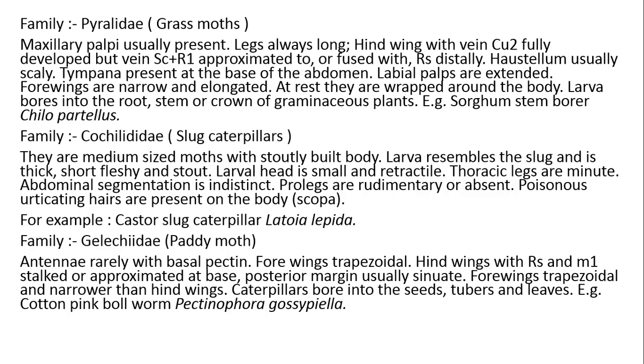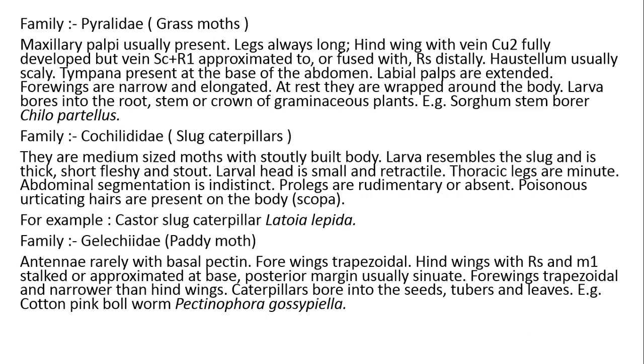Cochlidiidae, the slug caterpillars. They are medium-sized moths with a stoutly built body. Larva resembles a slug and is thick, short, fleshy, and stout. Larval head is small and retractile. Thoracic legs are minute. Abdominal segmentation is indistinct. Prolegs are rudimentary or absent. Poisonous articulating hairs are present on the body. For example, the castor slug caterpillar, Latoia lepida, is the example of this family.